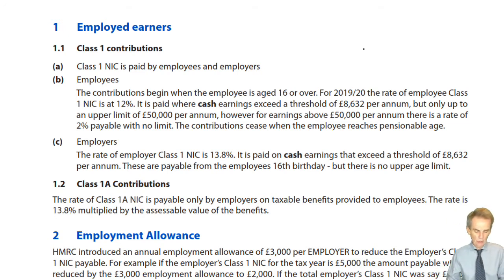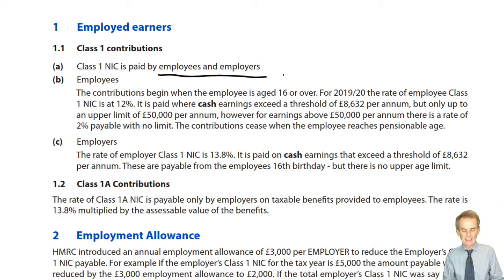Class 1 contributions, therefore, looking now at your notes here in Chapter 11, the Class 1 NIC, as we have just referenced, is paid by both employees and employers. The question, therefore, is what is paid by the employee and what is it based upon, and what is paid by the employer. Now, there are a number of different rates and limits here in terms of how the NIC system is applied for any individual employee or any individual unincorporated trader.